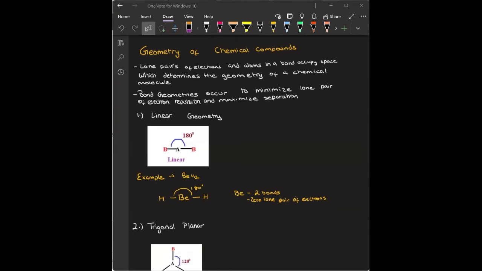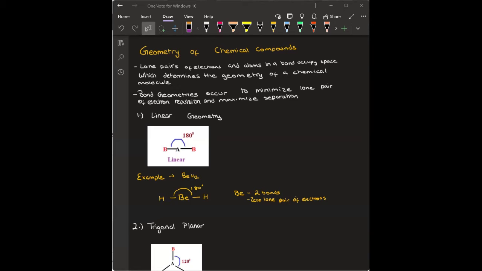In this video, we will take a look at three different kinds of geometries. The first geometry that we will look at is linear geometry. As shown in the picture, A indicates a chemical element and B indicates either a lone pair or another kind of chemical element. For example, in beryllium hydride, the beryllium and the hydrogen atoms both separate themselves such that they are 180 degrees apart, forming a linear molecule.